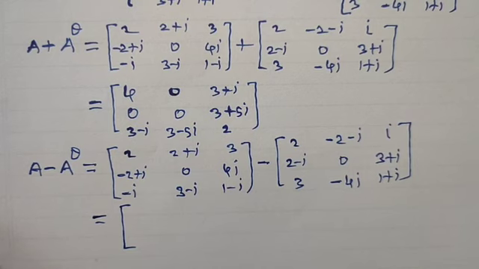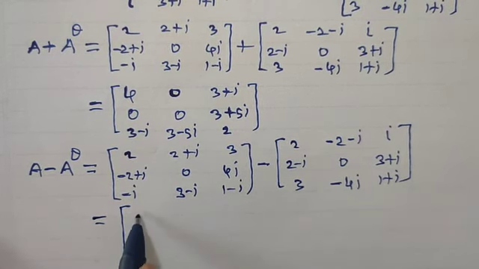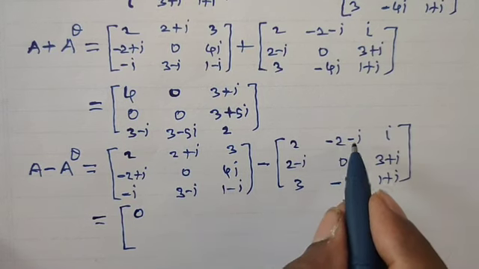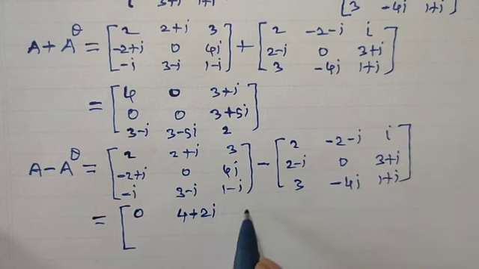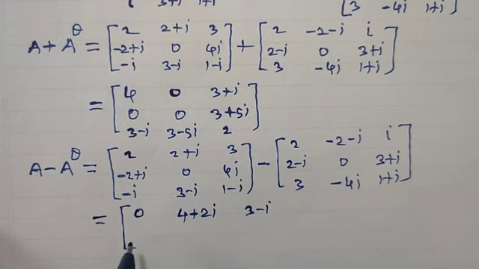yes, this is equal to 2 minus 2, 0, 2 plus i, minus minus plus 2, plus i, that is equal to 4 plus 2i. This becomes 4 plus 2i. 3 minus i, minus 2 plus i, minus 2 plus i, that is what? Minus 4 plus 2i.